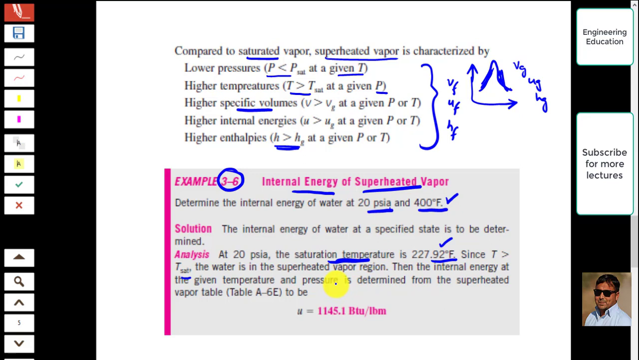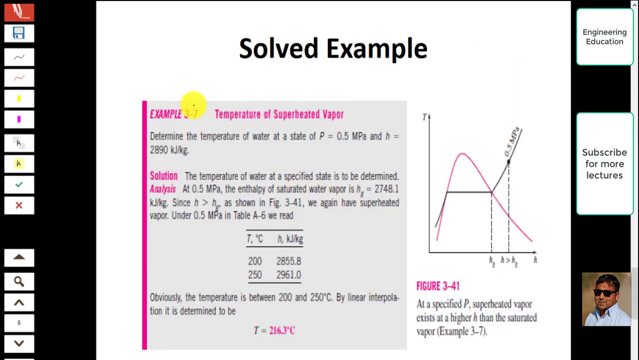So the internal energy can be read from the steam table. That table is Table A-6E, and we can pick the value of the specific internal energy from that table at pressure 20 psi and 400 degree Fahrenheit, and the value comes out 1145.1 BTU per pound mass. The unit here is BTU per pound mass, as mentioned in the table. So this is the required thing which we have to find in this problem, and that is the specific internal energy of the superheated vapor, which is 1145.1 BTU per pound.